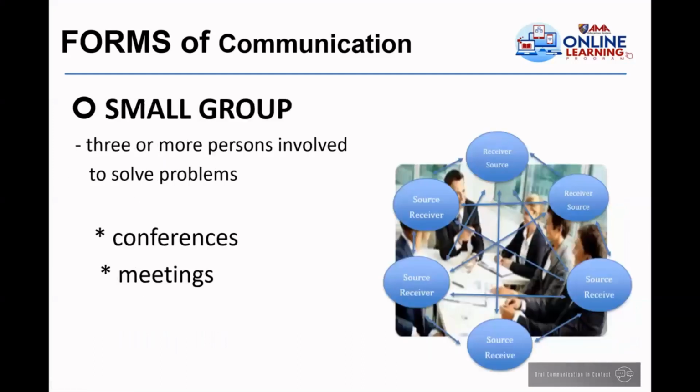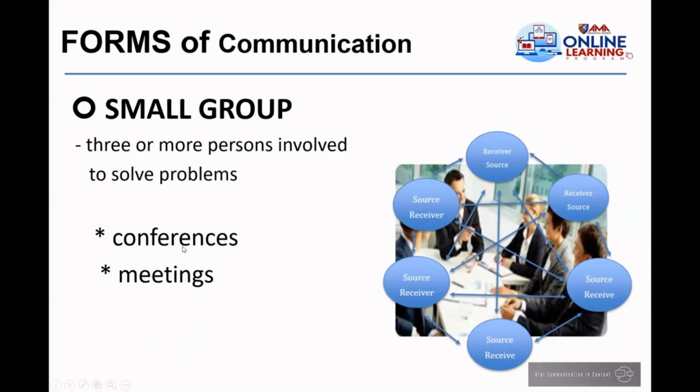Third form of communication, the small group communication. Small group, this is composed of 3 or more persons involved. The goal is to solve problems. What situations can we give as an example for this small group? During conferences or meetings. Also during group works in the face-to-face classes.